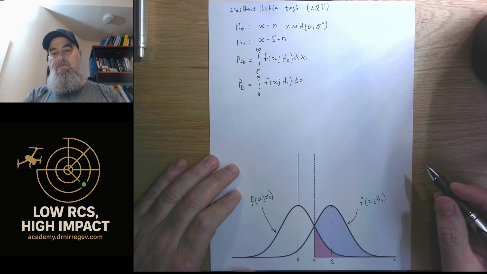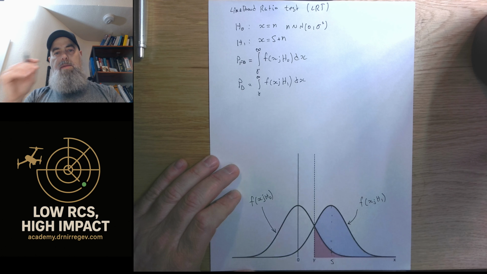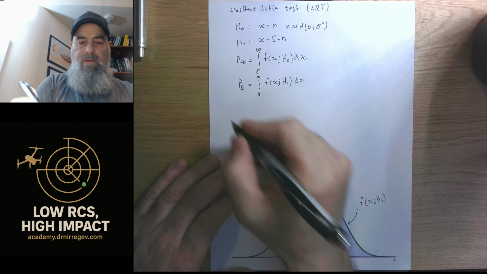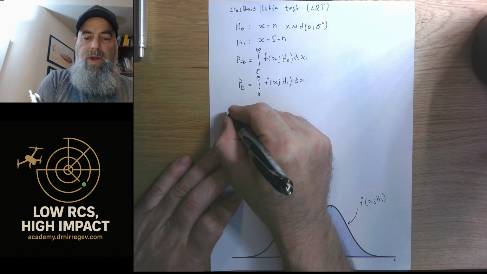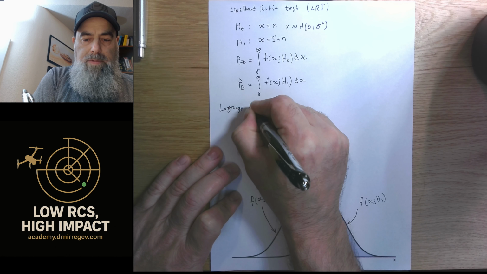Okay, now what we want to do is we want to maximize the detection probability while keeping the false alarm constant. That is the concept of constant false alarm rate detector. Okay, let's write it down. So we will use Lagrange multipliers.